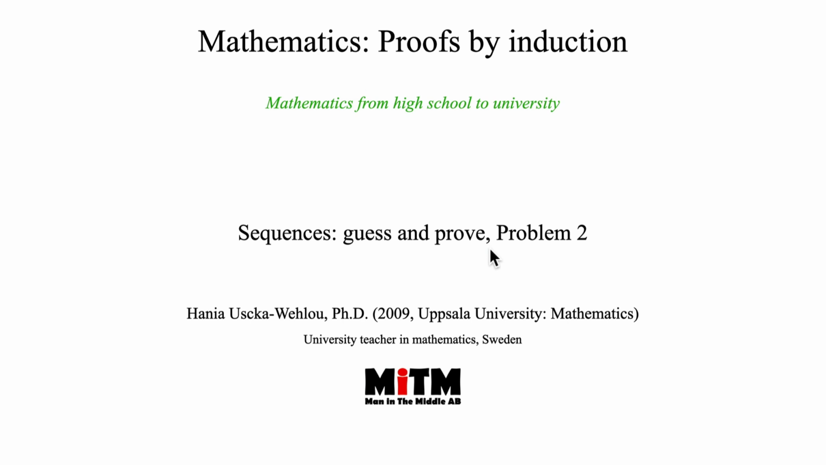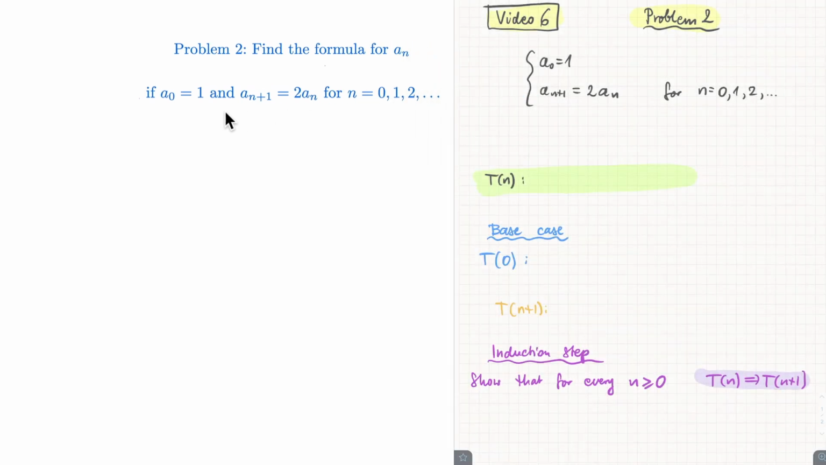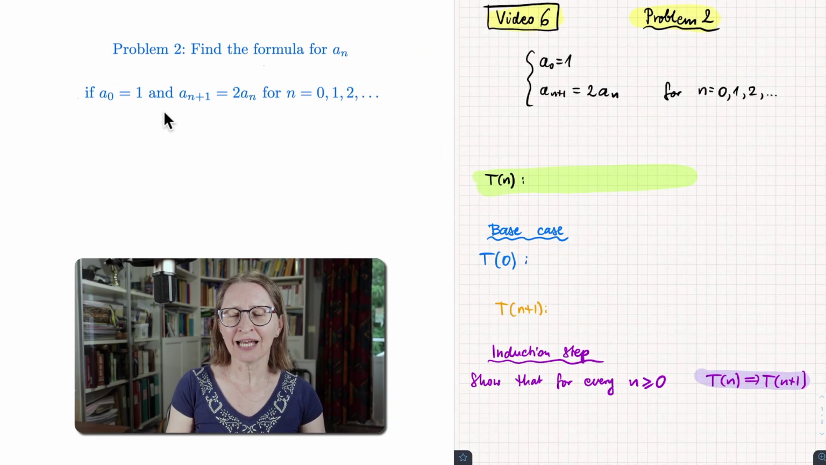Sequences. Guess and prove. Problem number 2. And this is the problem. Find the formula for a_n, for a sequence a_n, if a_0 is equal to 1 and a_{n+1} is equal to twice a_n, for n equal to 0, 1, 2, and so on. So you see here that we have some sequence which is clearly called a_n, and we know the first element of this sequence, and we don't really know the others, but we know how the next one is expressed with the help of the previous one.